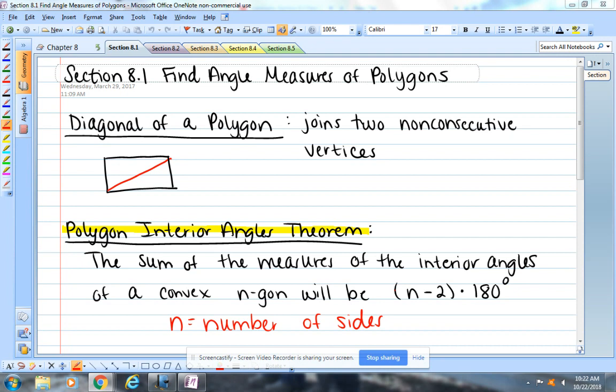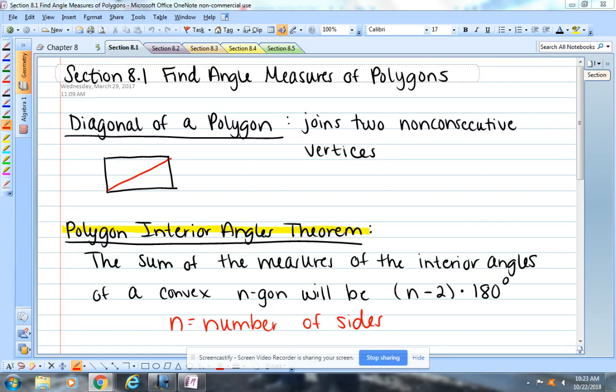So, for example, how many sides does a triangle have? 3. 3 minus 2 is what? 1. 1 times 180 is what? 180. What do the interior angles of a triangle add up to be? 180 degrees. So what do you think it would be for a quadrilateral? How many sides does a quadrilateral have? 4 minus 2 is 2 times 180 is 360.